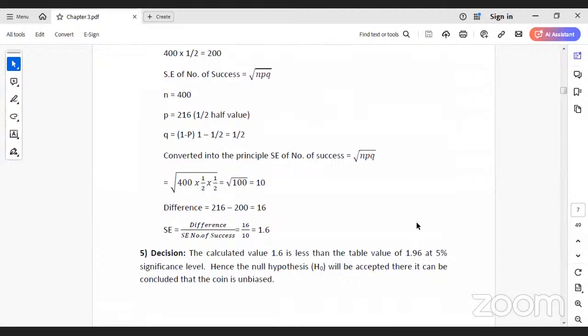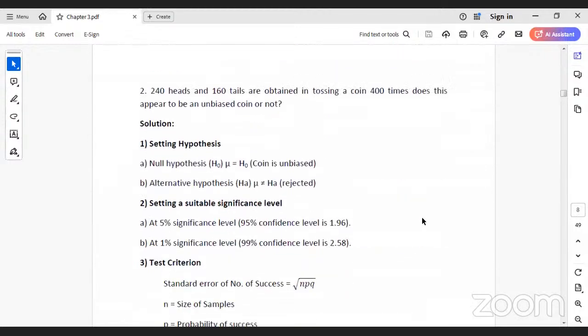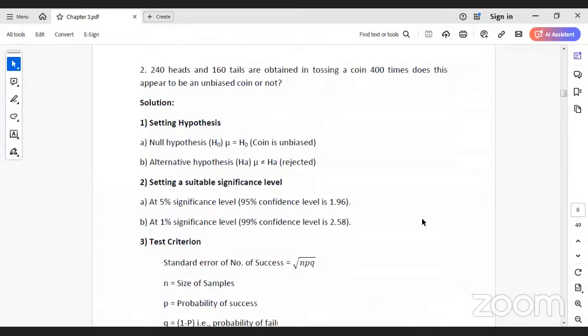Right. The next problem, this one, you observe carefully. 240 heads and 160 tails are obtained in tossing a coin 400 times. Does this appear to be an unbiased coin or not? See, 240 heads and 160 tails. A coin is tossed 400 times.